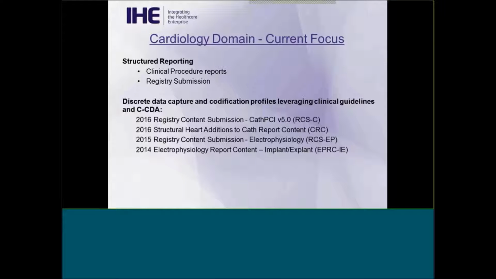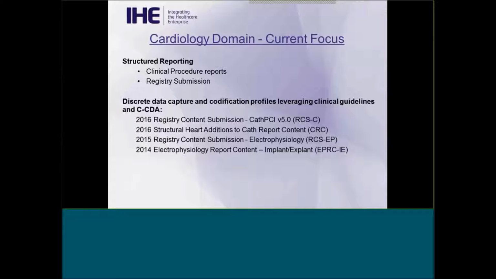So a lot of our current focus, therefore, is in these key areas. We did a lot of work in the area of structured reporting, addressing the clinical procedure reports as well as registry submissions. With regards to registry submission, we had been focusing on the EP registries from the NCDR, which is the registry submission profile for electrophysiology, which we developed last year.